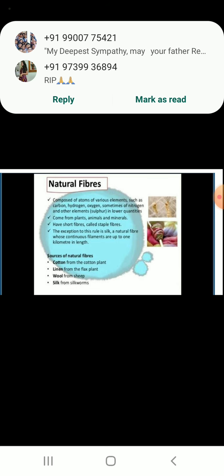Before going to study about synthetic fibers, we should know about natural fibers. Natural fibers are the fibers which are extracted from what is available in nature. We call them natural fibers. Synthetic fibers are the ones which are prepared by human beings. Those are called man-made fibers. We can say it in simple words: man-made fibers.